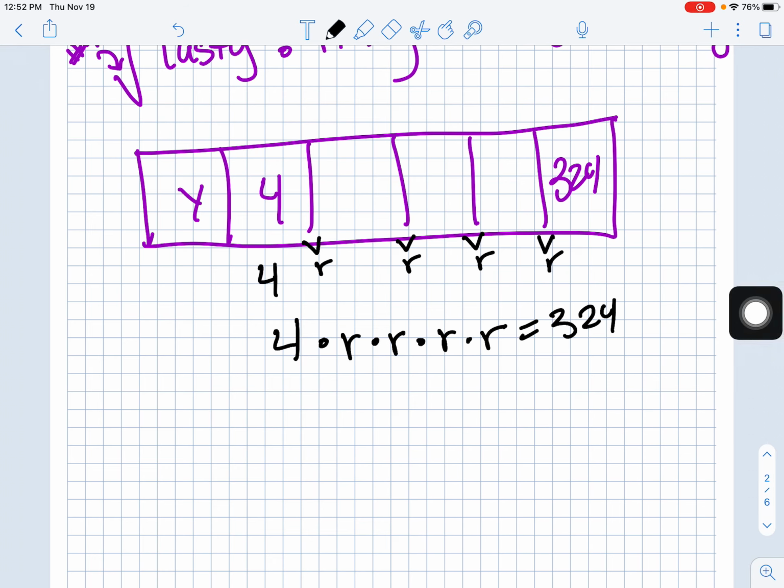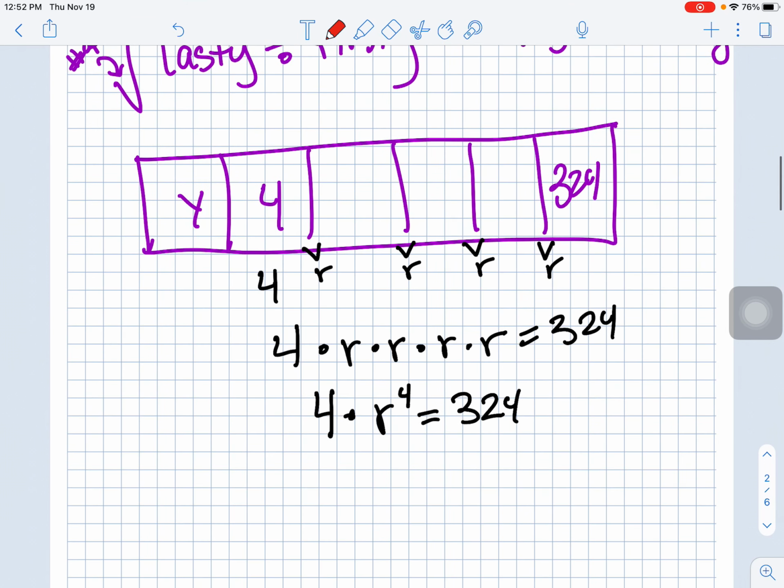And now I'm just going to simplify that. So I know that repeated multiplication is actually exponents. So this is really 4 times r to the 4th power, because there's 4 r's. And if I do that, that's going to land me at 324. So to find my common ratio, I'm going to solve this equation. And I'm going to do that by undoing the math that's being done. So first I want to get r by itself, and to do that I have to get rid of that 4. But 4 is being multiplied by r, so the opposite of multiplication is division. So I need to divide this entire side by 4, and whatever I do to one side, I'm going to do to the other.